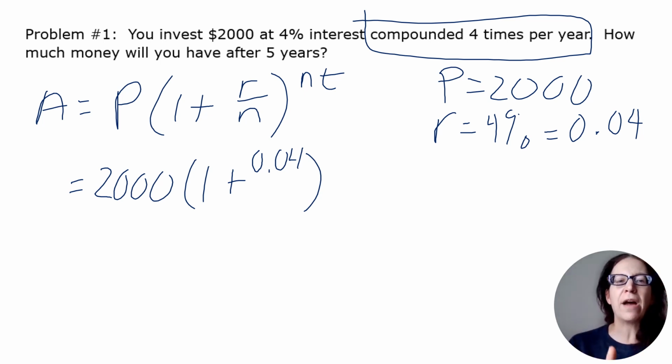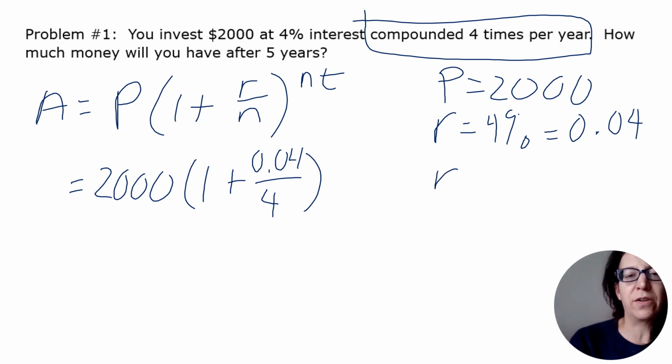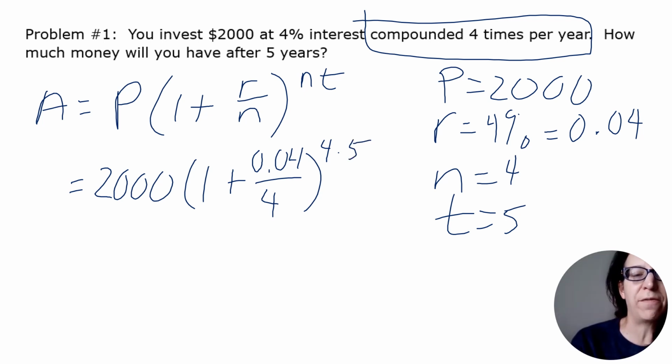It is compounded 4 times per year. So remember, the number n is how many compounding periods you have. So that would be 4. How much money will you have after 5 years? So n was 4 and t is 5. And so for our exponent, we'll have 4 times 5 because that's how many compounding periods we're going to have. We're going to have 20 total, 4 times per year for 5 years. So we're going to do 4 times 5 to get 20.